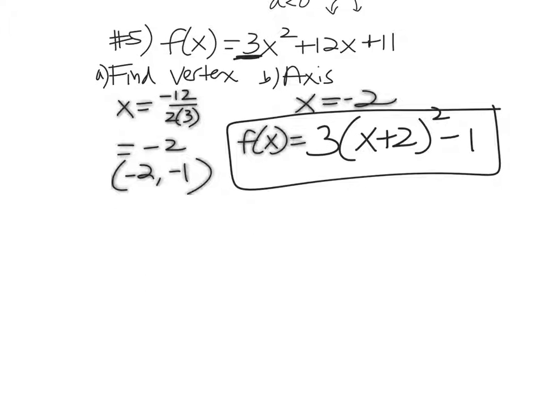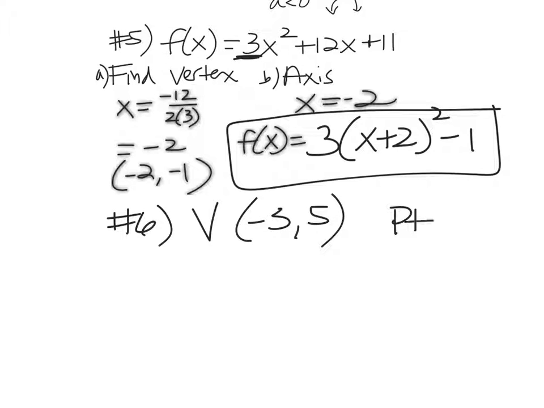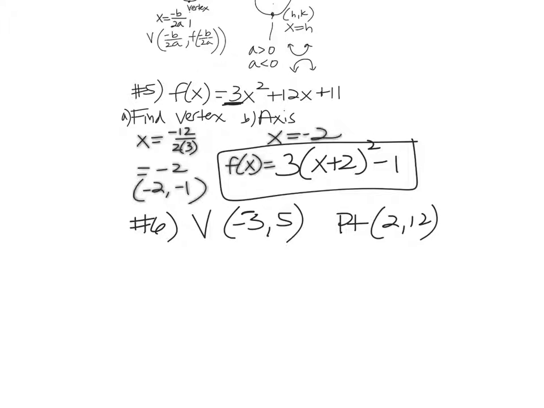All right, number 6. Suppose now that I'm given the vertex of a parabola, of a quadratic function, is negative 3, 5, and a point on my graph is 2, 12. Now the vertex, this is a special x and y point on our graph. This is h and k. And you can take those and plug them into vertex form.